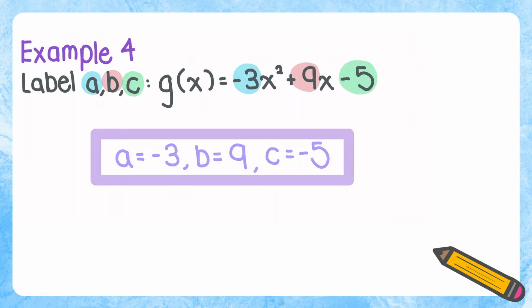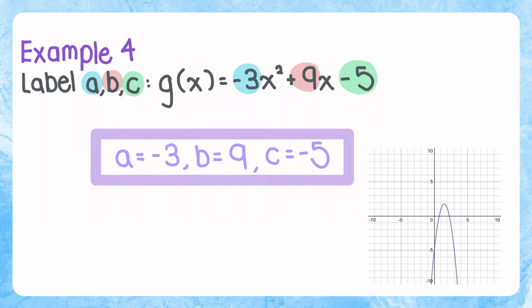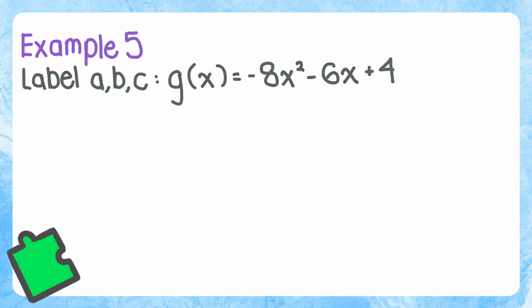Be careful whenever you see negatives. The graph of this function looks like this. On Edpuzzle, please identify a, b, and c for g of x equals negative 8x squared minus 6x plus 4.